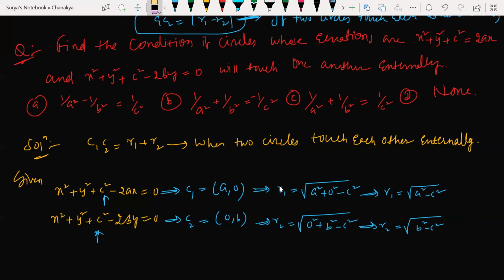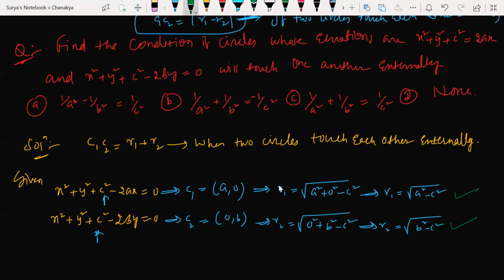Guys, how many of you understood how I found center 1 and center 2 of these two circles? Yes, sir. Then I got this radius 1 and radius 2.